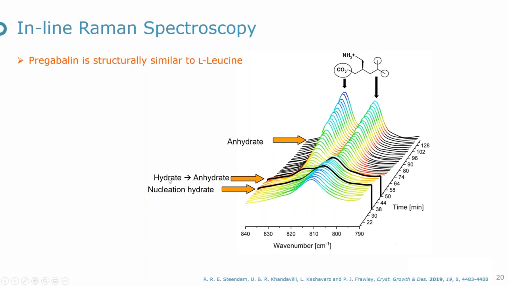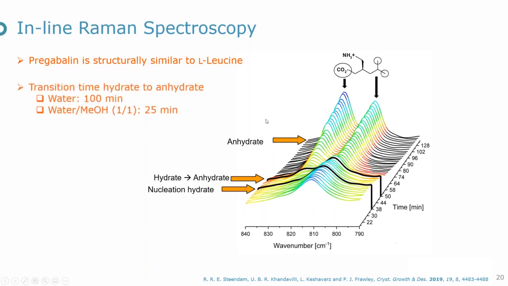And basically, this time between the hydrate and the final anhydrous form is the conversion time from the hydrate to the anhydrous form. In water, this time is about 100 minutes. But if you have a water methanol mixture, for instance, 1:1, this transition time is much faster.